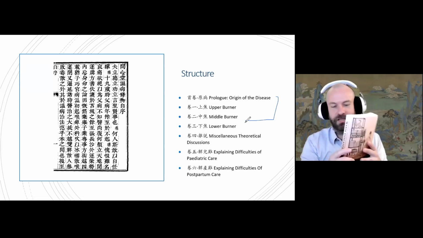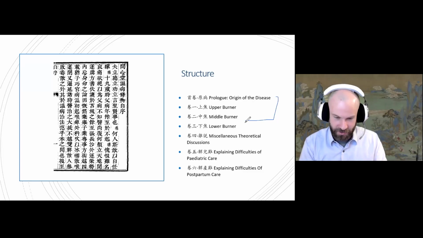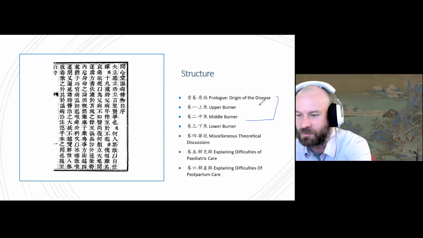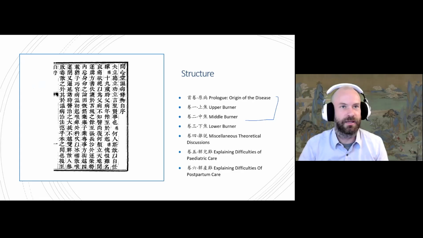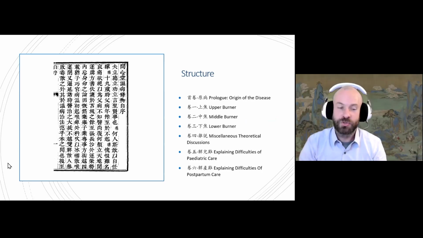Our books can basically only be a maximum of 550 pages, and I think this one clocks in at, well, we don't include the prologue, but it was nearly 500 pages or so. So we pretty much got as far as we could in that text. Even if we wanted to include the lower burner, we couldn't actually fit it in. It would be too big of a text.